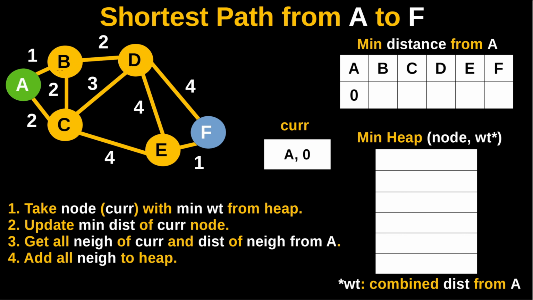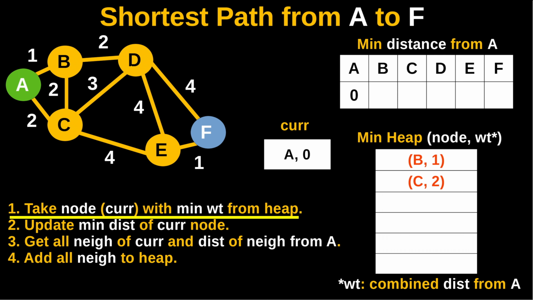And then we're going to get all the neighbors of current, so all the neighbors of A and their distance. The neighbors of A are B and C. We're going to put B, 1 and C, 2 because we want to get the distance as well on the heap as a tuple. And now we repeat steps 1 to 4 again.